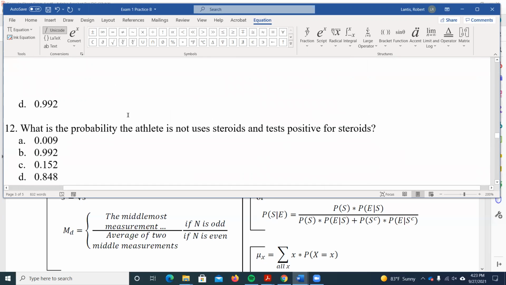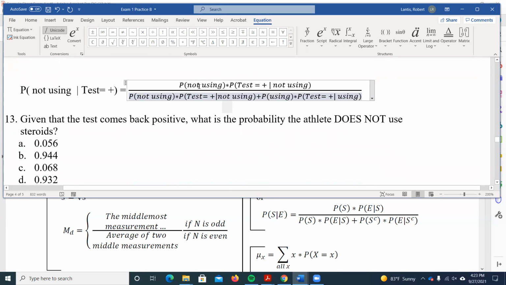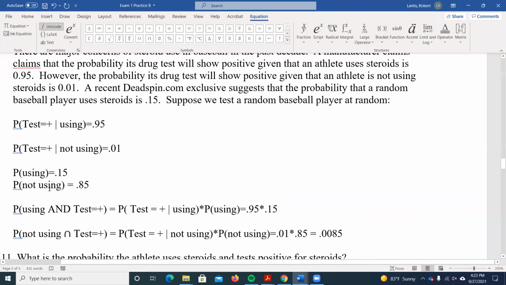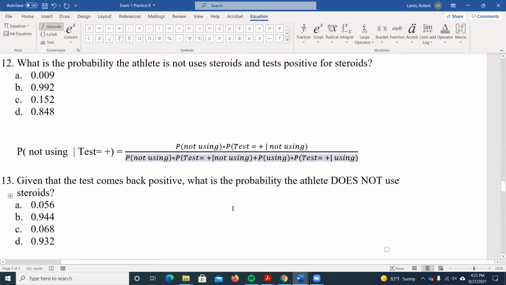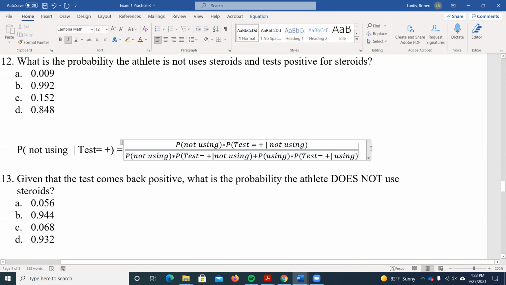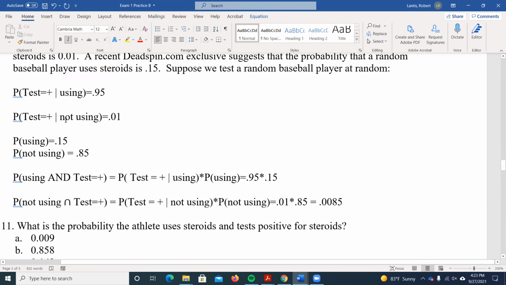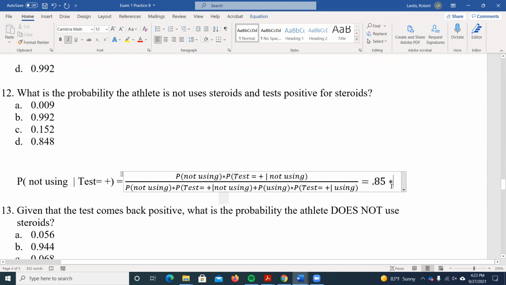So what's the probability that someone was not using? Go up here. Probability that somebody was not using. Oh yeah, that was indirectly given, right? So that was 0.85. So come down here, the very first one, 0.85. The probability that the test comes back positive given the person's not using. So given that someone's not using, the probability the test comes back positive was 0.01. So 0.01 there.